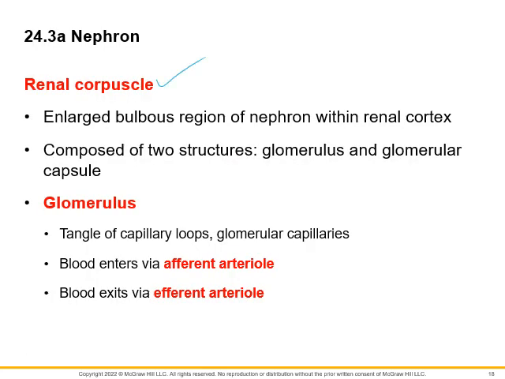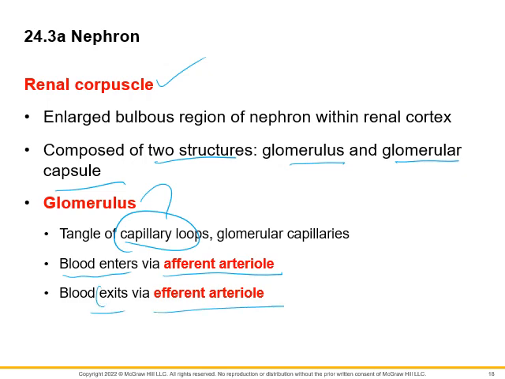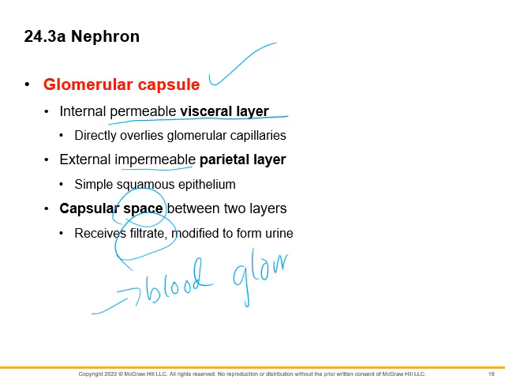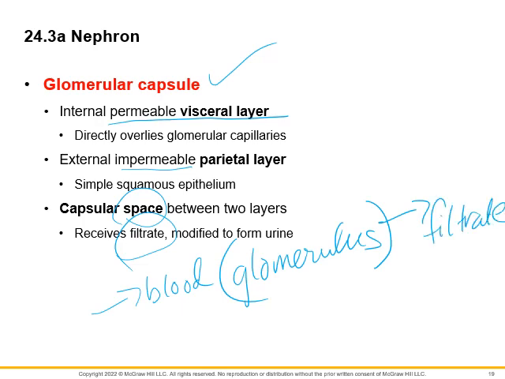So the renal corpuscle has two structures, the glomerulus and the glomerular capsule. The glomerulus is a tangle of capillaries. Blood enters via the afferent arteriole and exits the efferent. The glomerular capsule has a permeable layer and an impermeable layer and a space between that receives the filtrate. So the blood is going to enter into the glomerulus, and filtrate is what comes through.